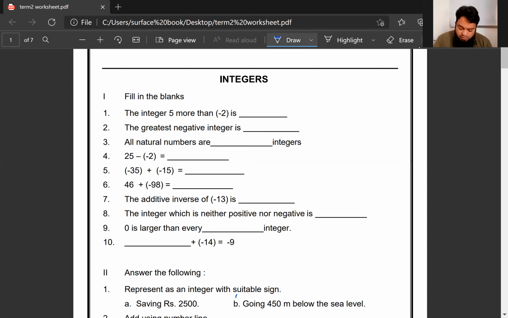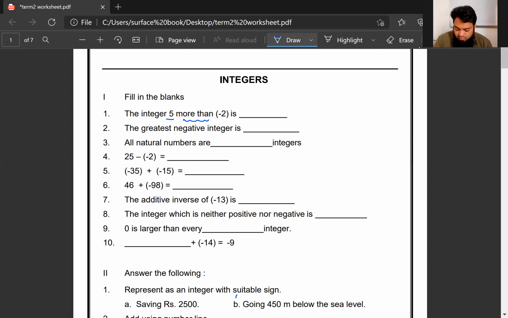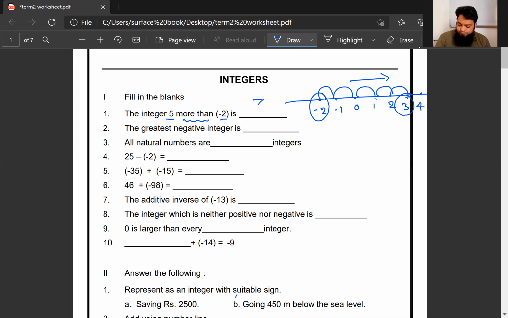See, you have to understand this. 5 more than -2. See, more than means the value increases when you move right. So he is asking 5 more than -2. So start with -2, -1, 0, 1, 2, 3, 4, and so on. So let us go from -2 to the right side 5 steps: 1, 2, 3, 4, 5. So what is the answer? 3 is the answer. Let us see the next problem.